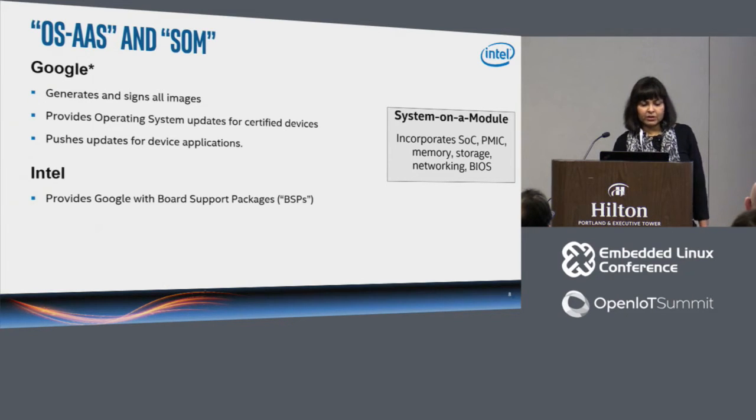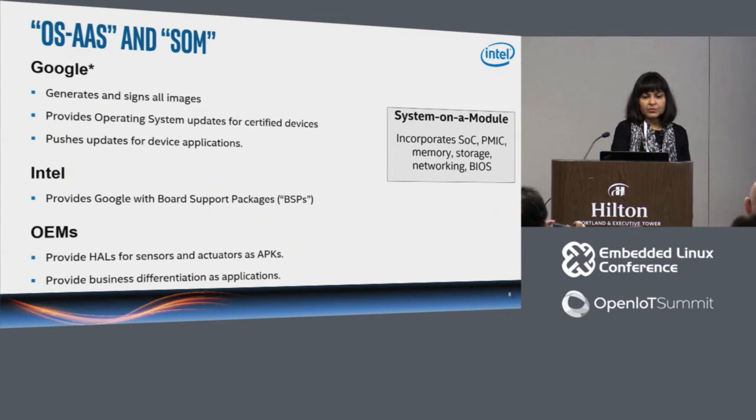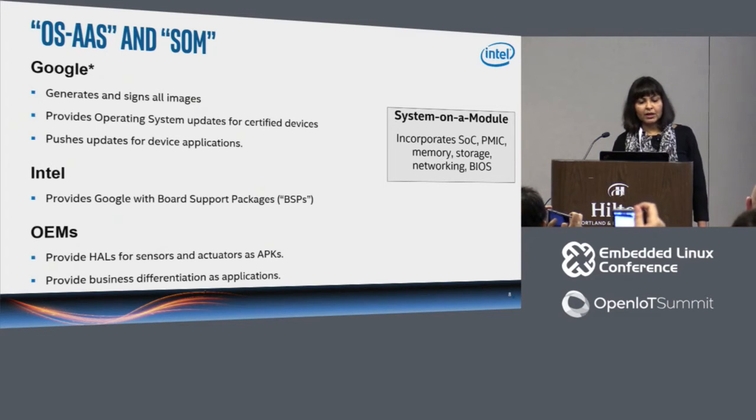Intel or the silicon manufacturers will provide Google with the board support packages. OEMs or the device manufacturers will provide the HAL for the sensors and actuators, and also provide the applications that provide the differentiation to their device. So this works very well for low and mid-scale companies because they can focus all their energy on what is differentiating for their device rather than having to maintain and develop an OS.